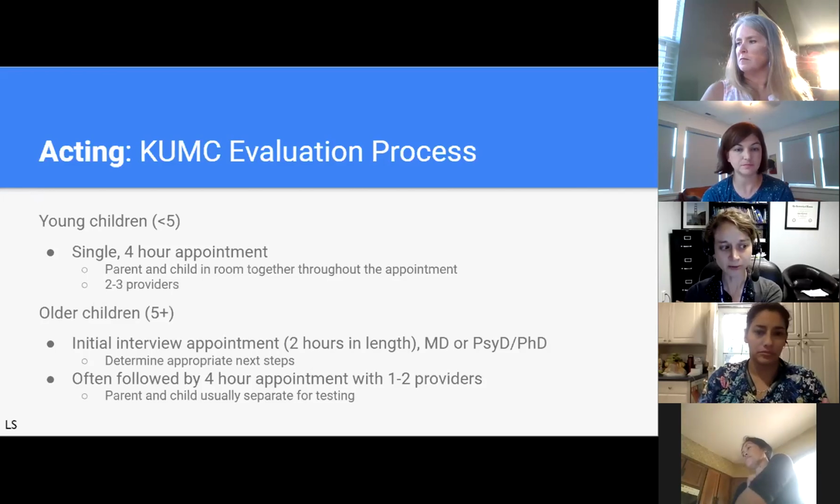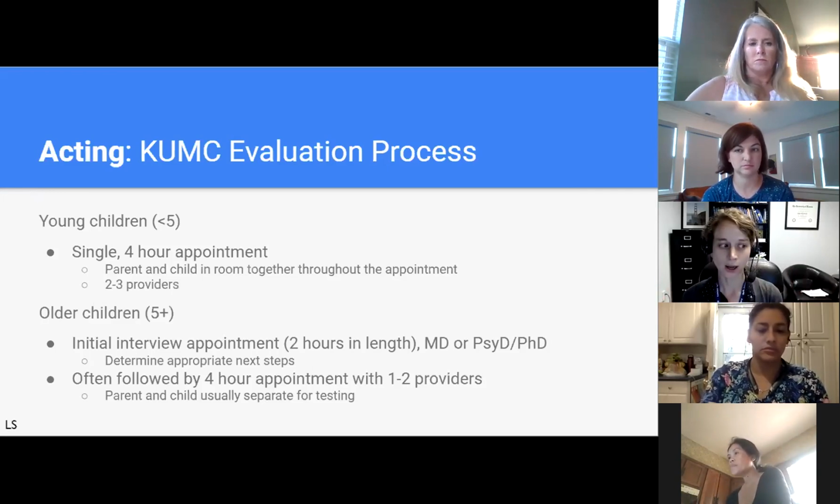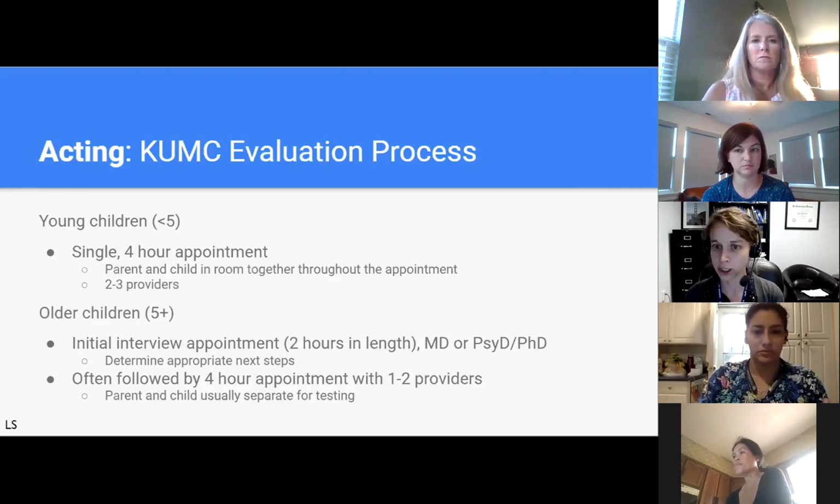Then at the follow-up visit, if it's needed, we'll do a similar structure of that 4-hour visit with 1 to 2 providers. For these older kids, we usually separate parents and kids, which is important so that the kids feel comfortable sharing personal information. We're talking with teens about relationships and things like that, where we need to have some privacy.